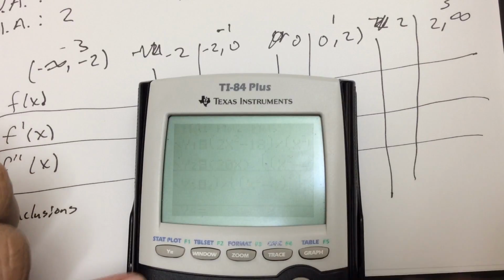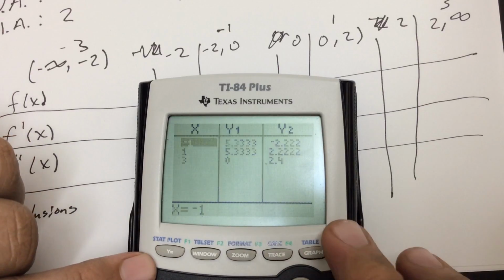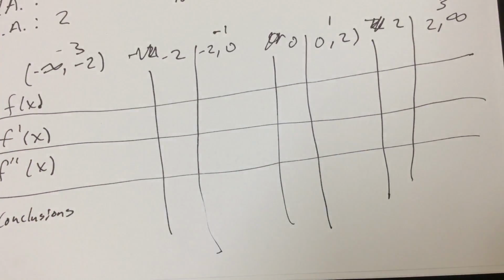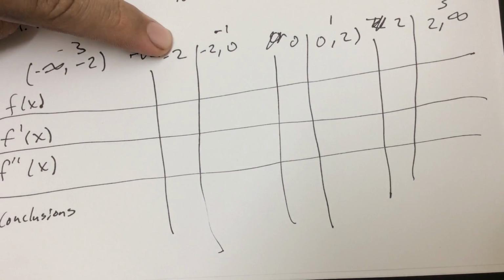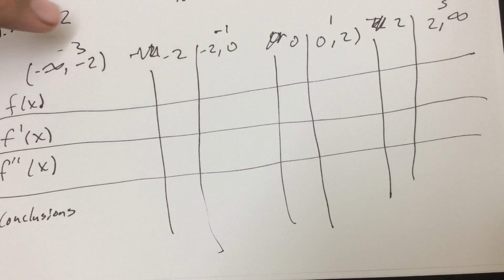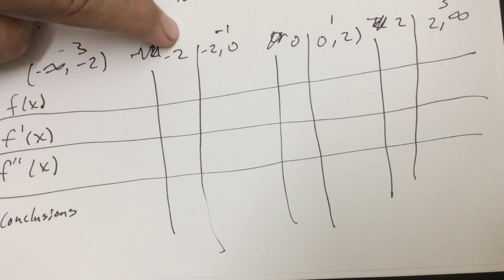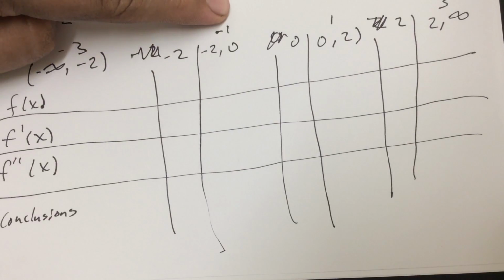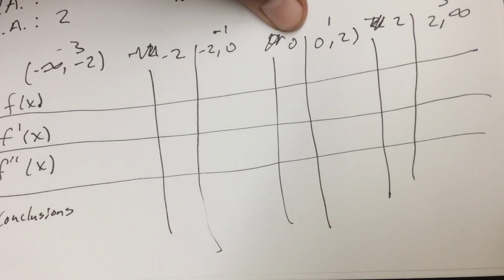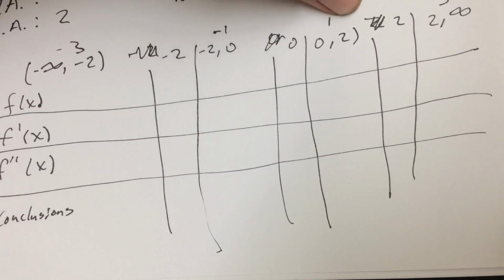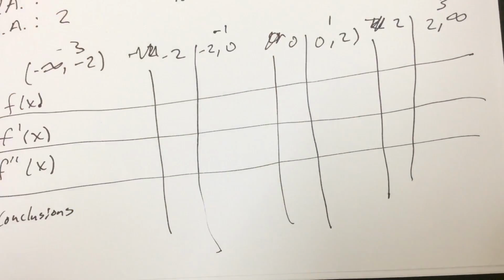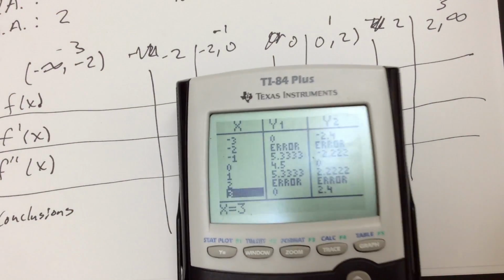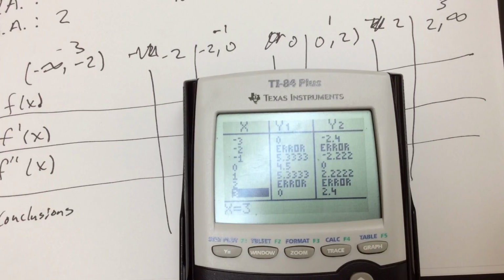So now we can hit second table. I'm going to delete what's all here. Now I'm going to put in the test values and the points that we're testing: possible inflection, critical numbers, vertical asymptotes, those are dividers. So negative 3, negative 2, negative 1, 0, 1, 2, and 3.